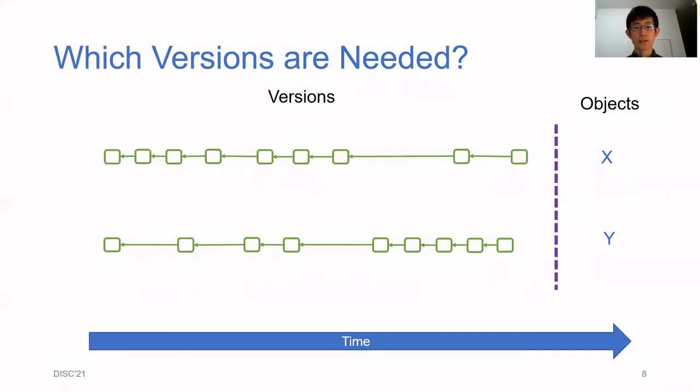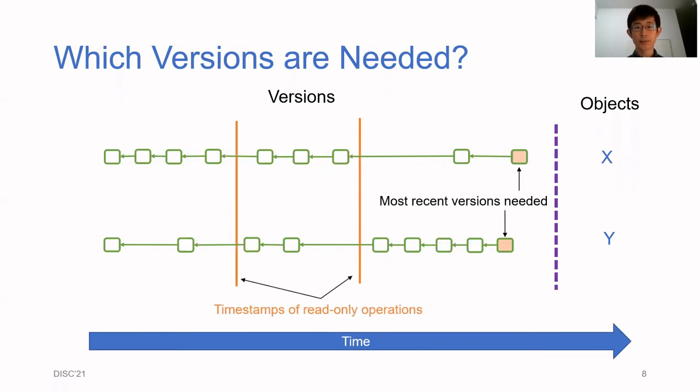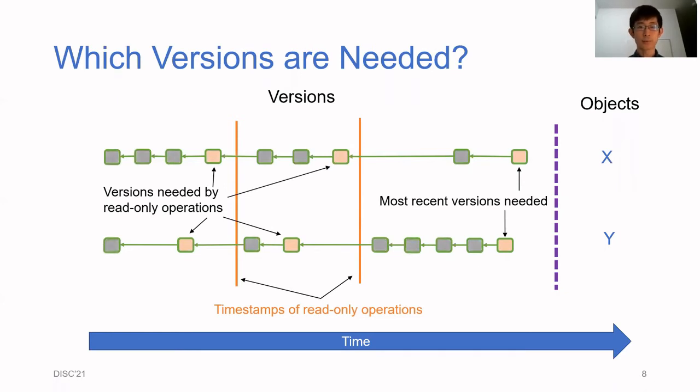To answer the first question, the most recent version of each object is obviously needed, and among the old versions, some may still be needed because they can still be accessed by read-only operations. Read-only operations are assigned a timestamp when they begin, and we can think of them as reserving vertical slices in time. For each object, the most recent version to the left of a vertical line is needed, and all others are obsolete. So ideally, we would like to sort the version lists so that they only contain the orange versions, but this is very hard to do precisely, so we usually allow for some slack.